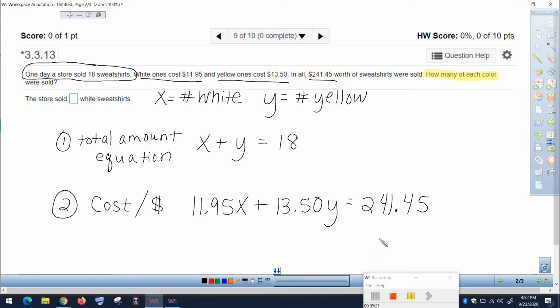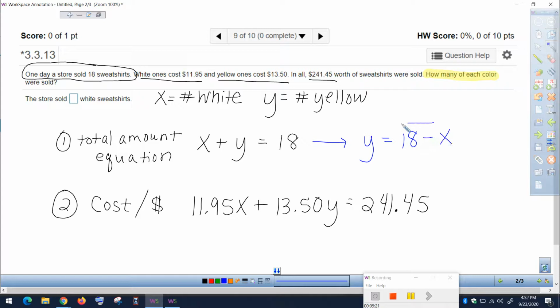Now, you can definitely do the elimination method here, like I did the last time. I like using substitution when I have problems with more decimals. So I'm going to model this one with the substitution method. I'm going to solve for y. That's my favorite one to solve for if I have a choice. I'm going to get y by itself by subtracting x from both sides.